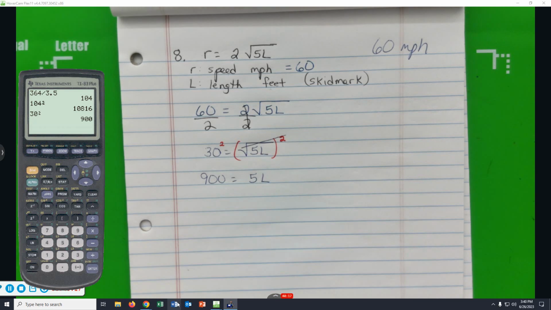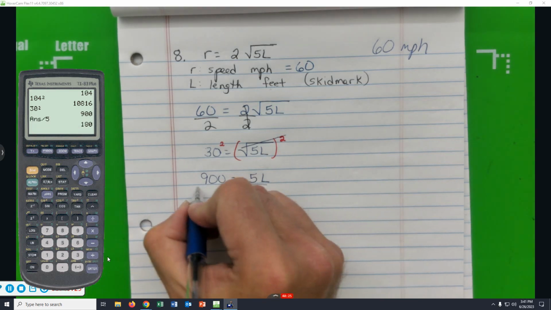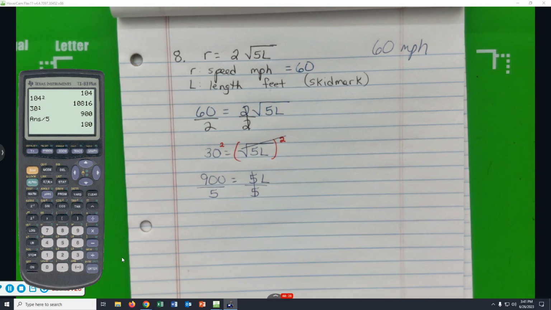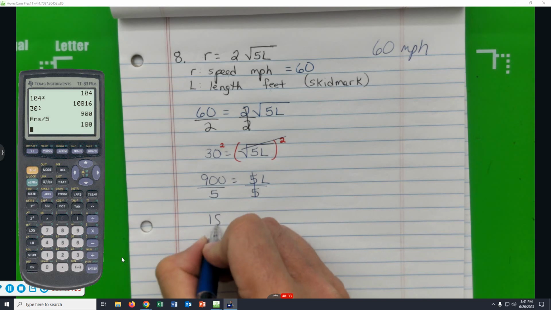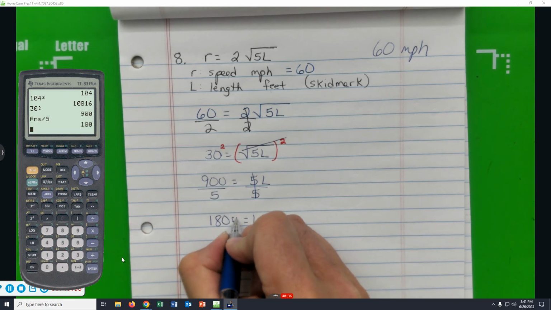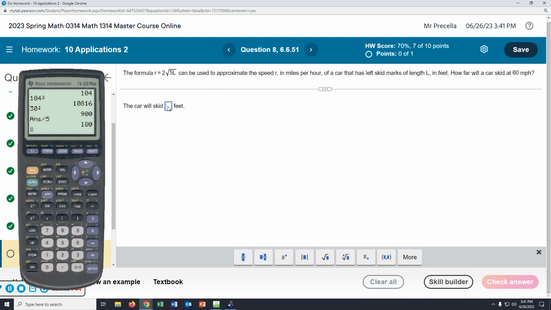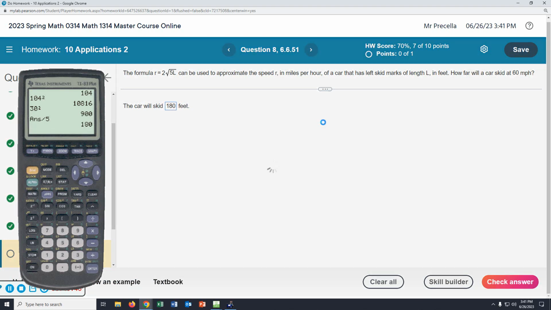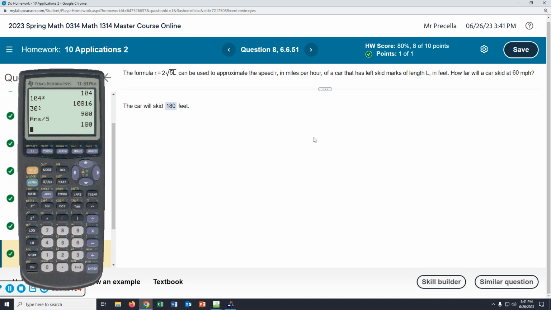And then equals 5L. What do we need to do to find the length of that skid mark? I agree. Divide by 5. So that skid mark they're leaving is 180 feet long. 180 feet. Okay. So 60 miles an hour, then your skid mark is 180 feet. Okay. Any questions there?